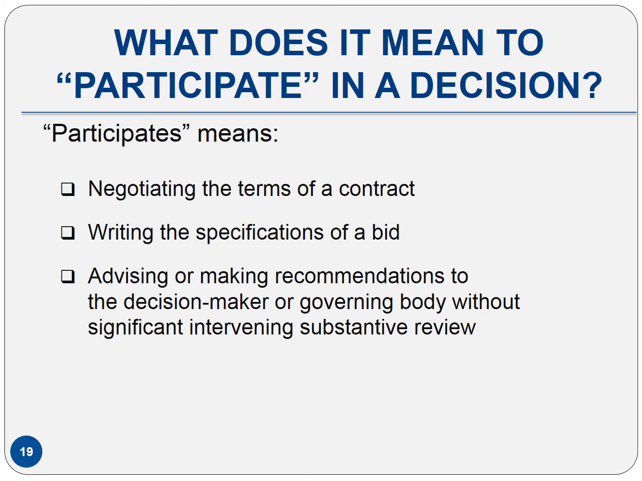Participating in a decision means negotiating the terms of a contract, writing the specifications of a bid, or advising or making recommendations to the decision maker or governing body without significant intervening substantive review. In addition to the final decision makers, we also want to see these positions in your conflict of interest code, unless there is some form of what we call intervening substantive review over their work.